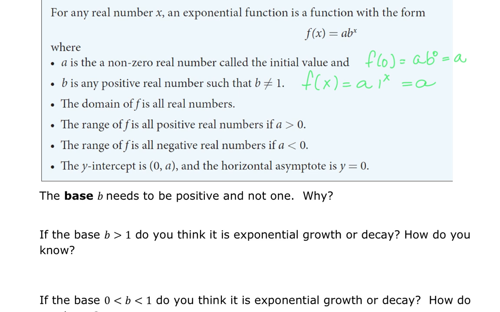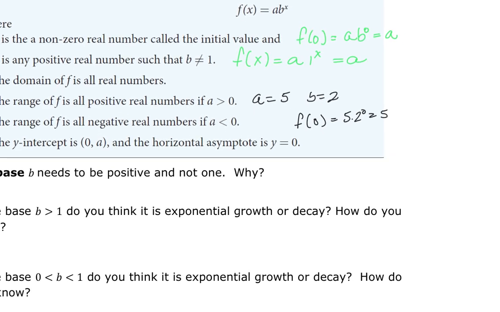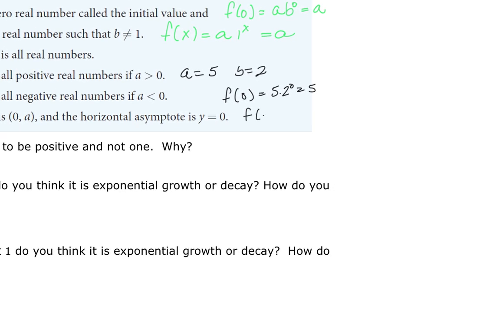So let's let a equal 5, and let's let b equal 2. So if we have f of, say, 0, we're going to have 5 times 2 to the 0, which is just 5. If we do f of negative 2, this is going to be 5 multiplied by 2 raised to the negative 2, which is 5 multiplied by 1/4, which is 5 over 4, which is 1.25.